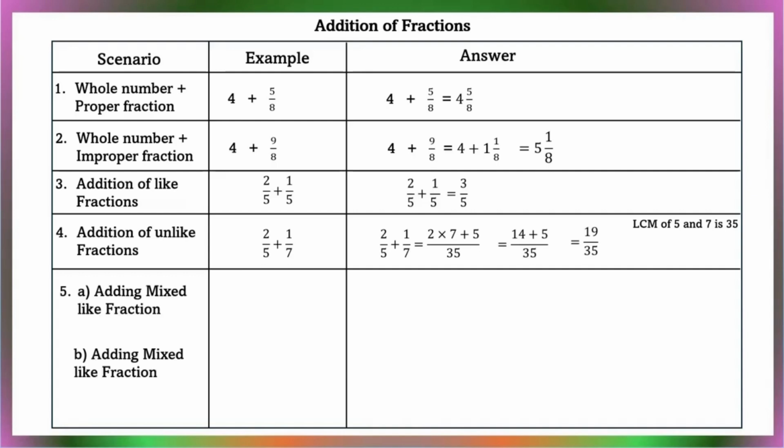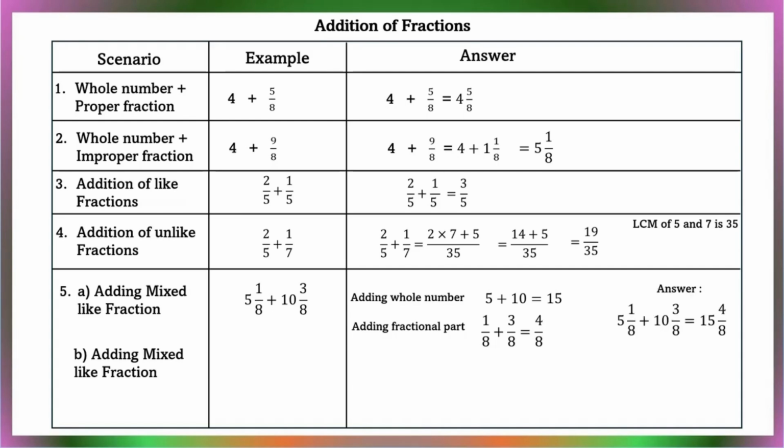Scenario 5. Adding mixed like fractions. Here, we add the whole numbers 5 and 10 separately and then the fractional parts separately. Adding 5 and 10, we get 15. Adding fractions 1 by 8 and 3 by 8, we get 4 by 8. Then, we combine both the parts to write the final answer 15, 4 by 8.